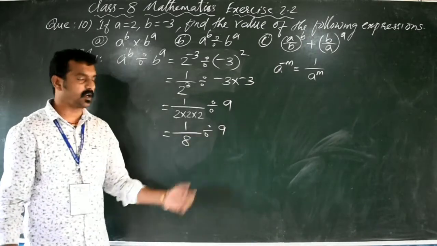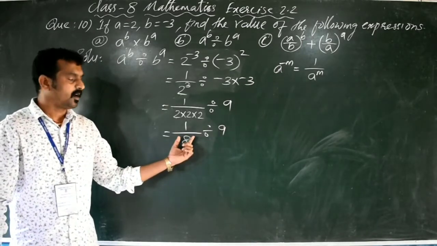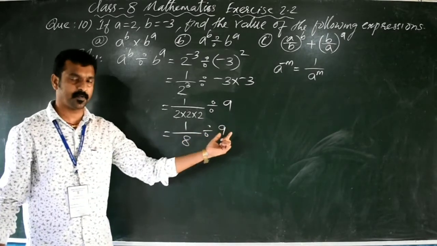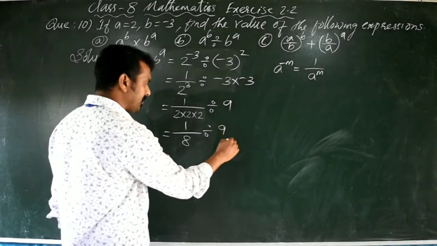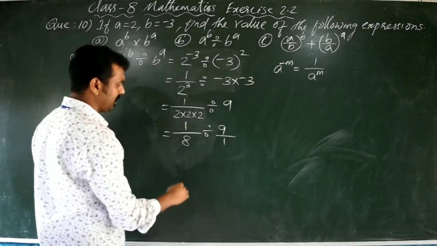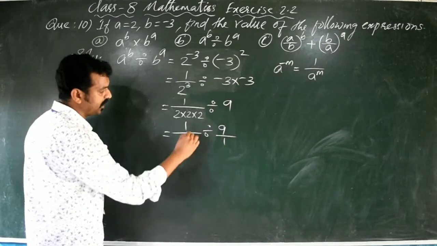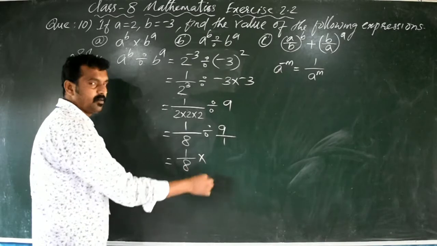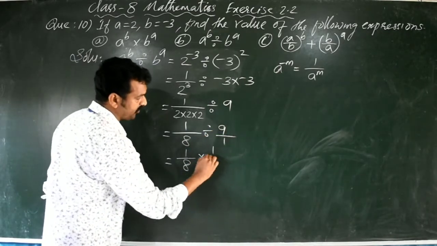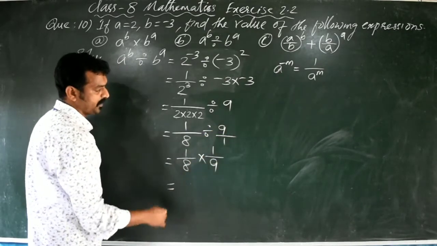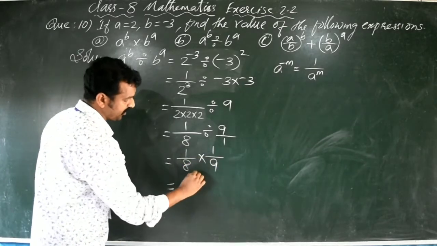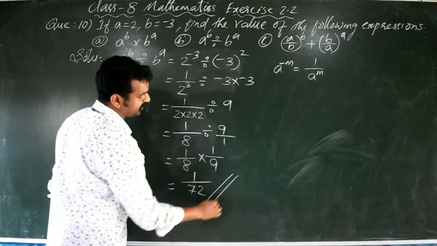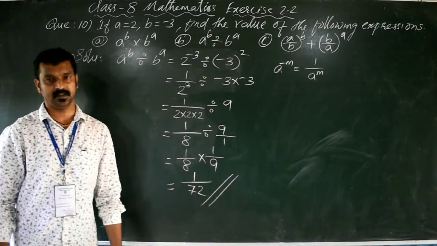Now, dividing two rational numbers, we have to multiply the first rational number into the reciprocal of the second rational number. 9 we can write as 9 divided by 1. So that is equal to 1 divided by 8. This divide sign will become into, and what is the reciprocal of 9 by 1? That is 1 divided by 9. Now multiply this: 1 into 1, and 1 divided by 8 9s are 72. So 1 divided by 72 is the answer.